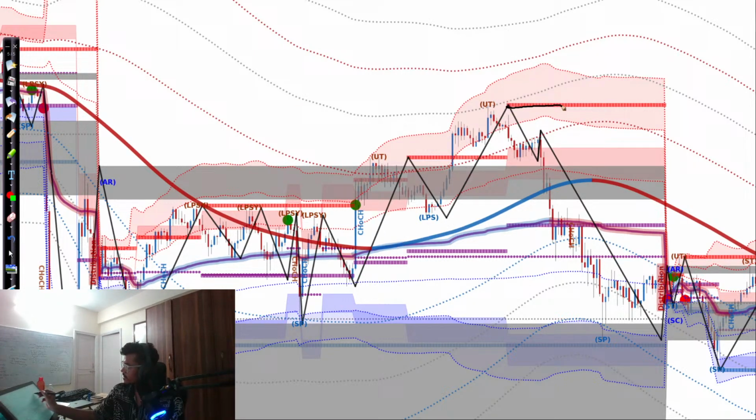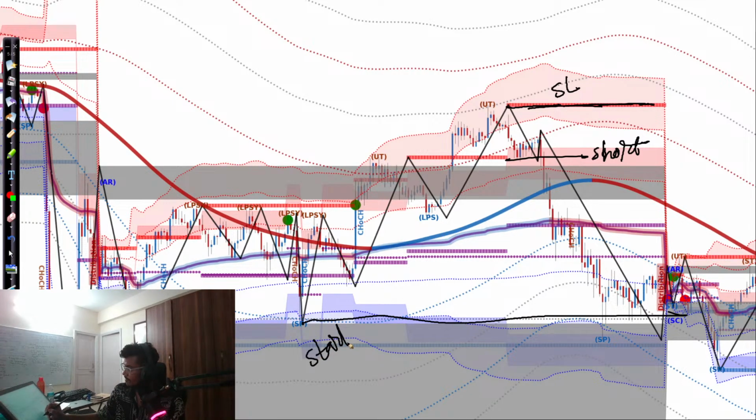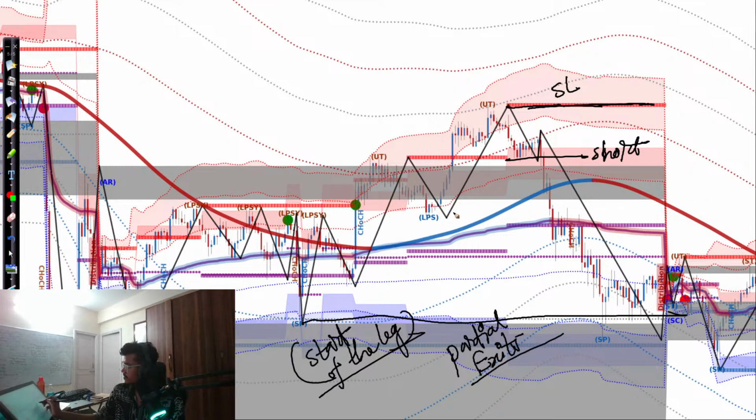And you want to take your stop loss around here. Okay, put SL there, take short here, and where will be your target? Now this is where things get interesting. The ideal target would be the start of the leg, basically, if you're targeting more. Otherwise, if you want to take partial exits, this is your first target, this is your second, this is your third.